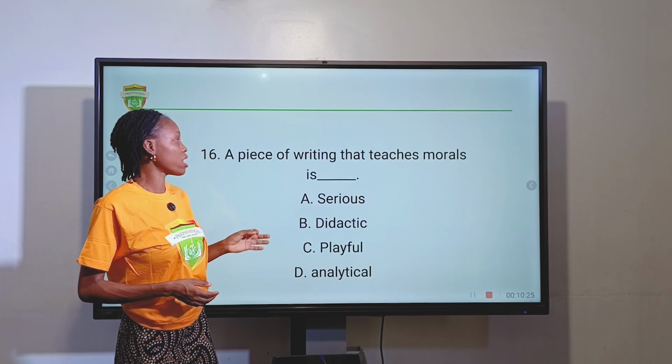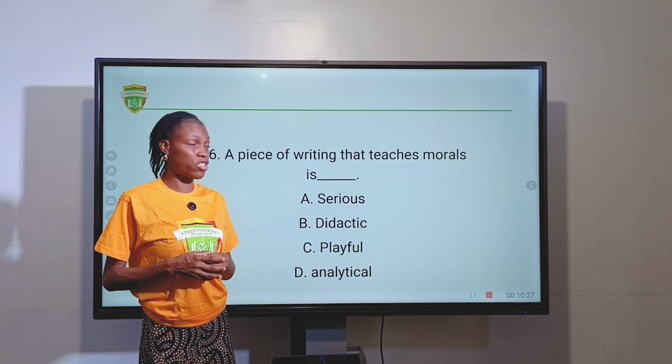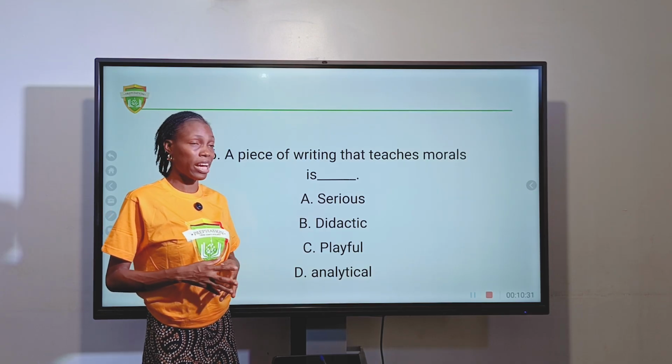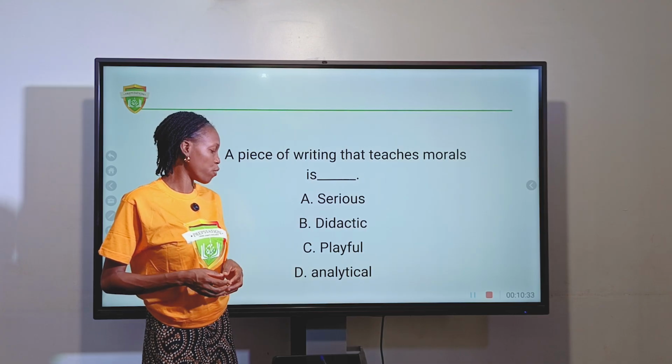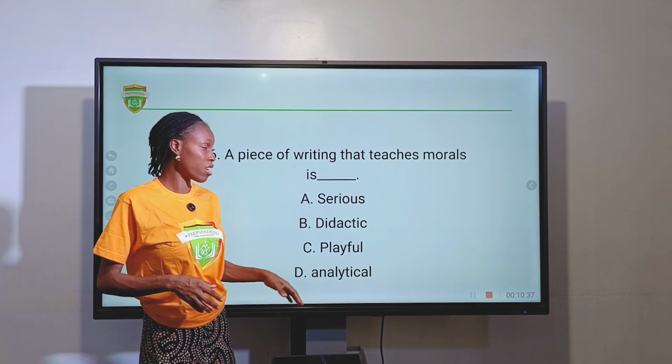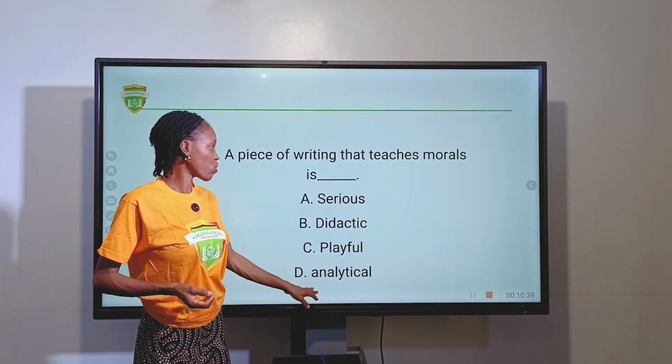Number 16, a piece of writing that teaches morals is A, serious, B, didactic, C, playful, and D, analytical. The answer is B, didactic. It teaches morals.